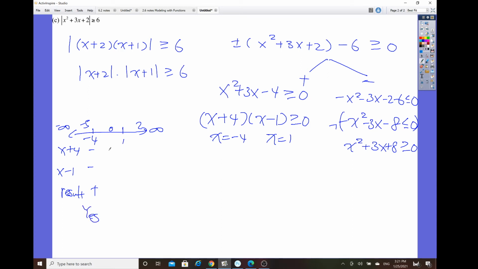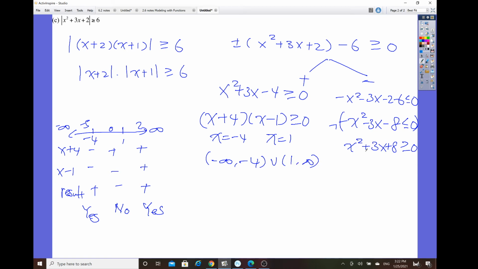And what about plugging in 0? So 0 plus 4, positive. 0 minus 1, negative. Positive times negative, negative. Well, obviously that's not the result we want. And then what about anything greater than 1? So for 2, 2 plus 4 is 6, positive. 2 minus 1, positive. And a positive result, yes, that's what we want. So the interval solution here is from negative infinity to negative 4, union 1 to infinity.